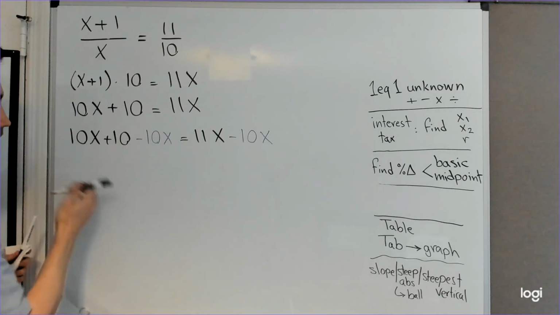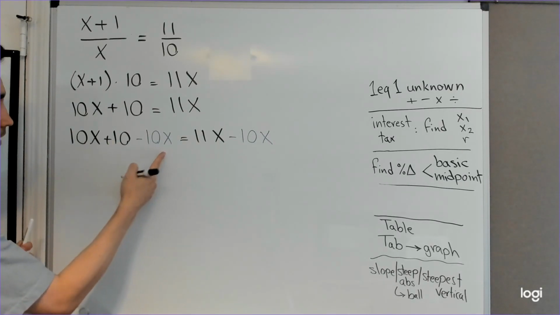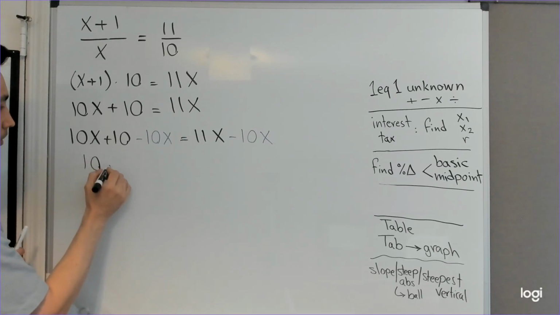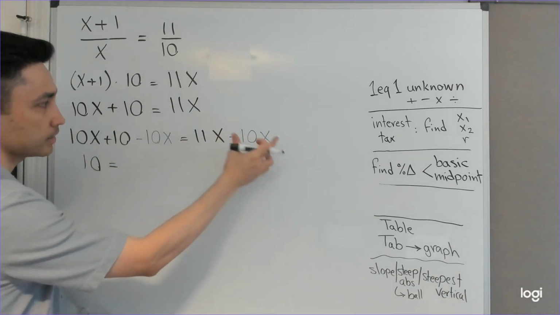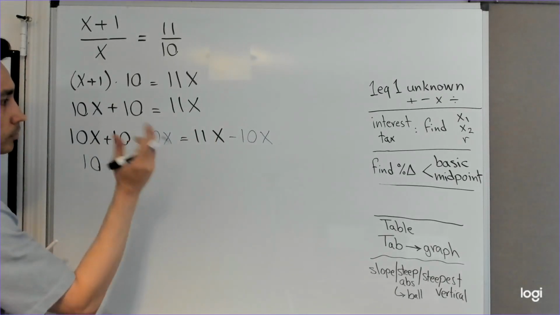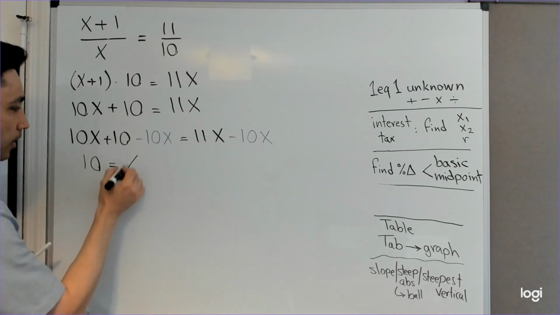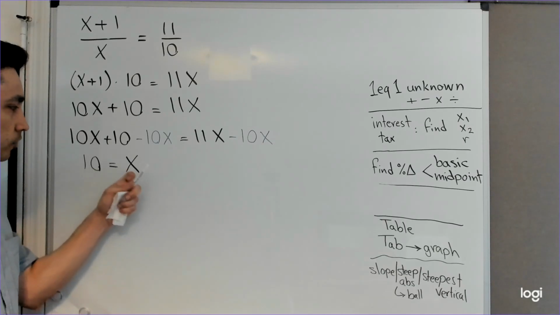10x minus 10x, they cancel, so the only thing that I'm left with on the left is 10. On the right I have 11x minus 10x. 11 apples minus 10 apples is just 1 apple. 11x minus 10x is just 1x. And therefore x is equal to 10.